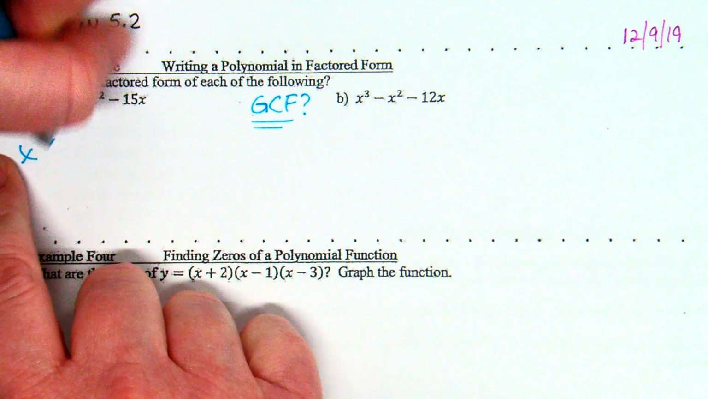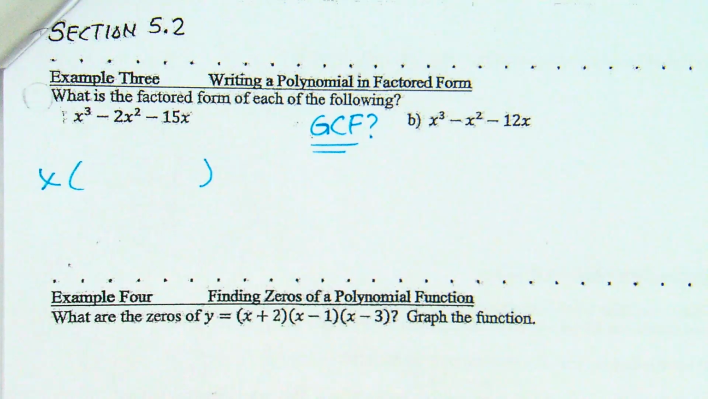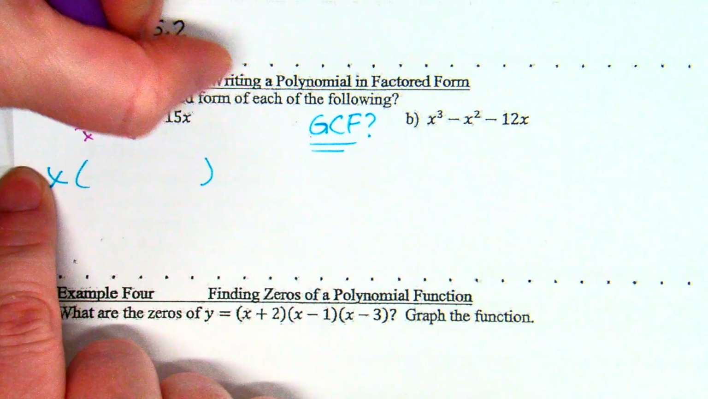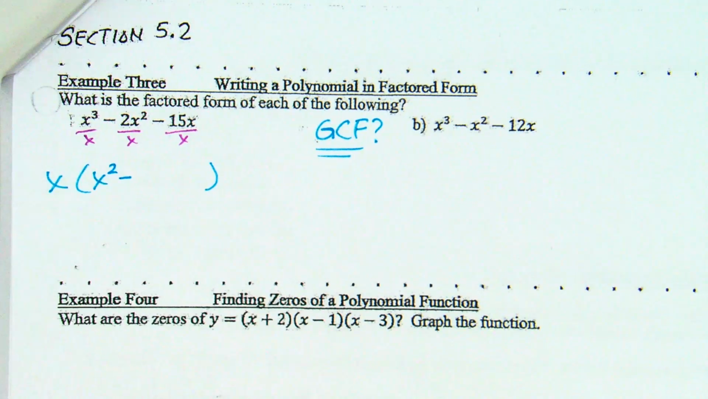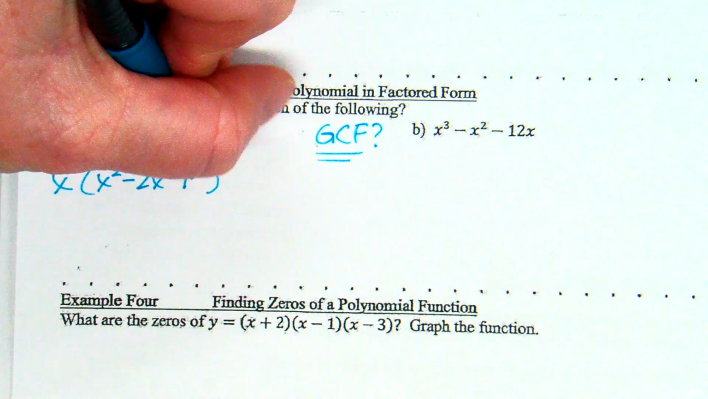And then how do we figure out what goes in the parentheses? Yeah. Divide. If you need the visual, here's the visual. You're dividing each term by x. So what's x cubed divided by x? X squared. Minus 2x squared divided by x? 2x. Minus 15x divided by x. Yeah, x's cancel. We have minus 15.